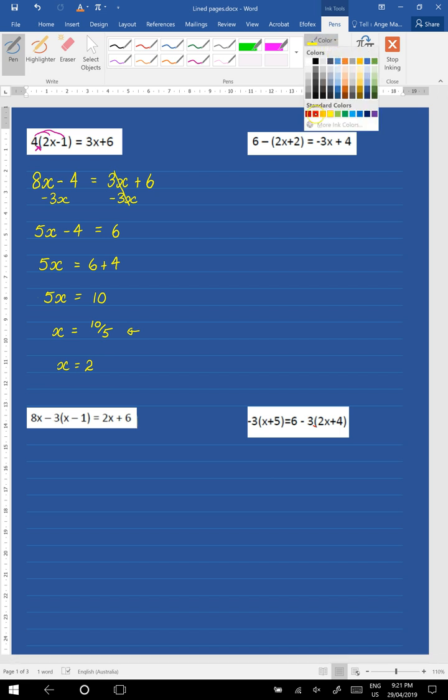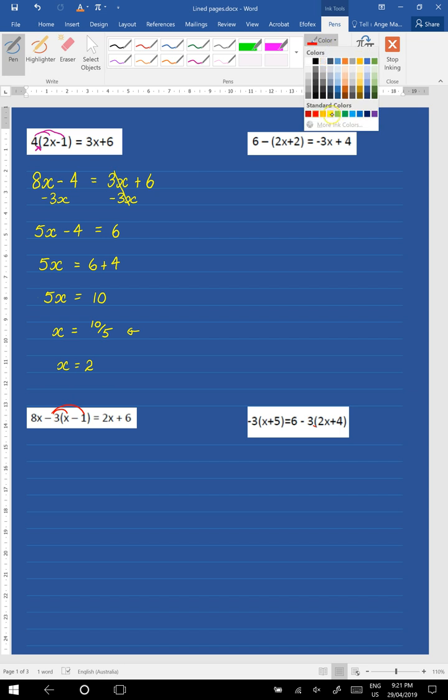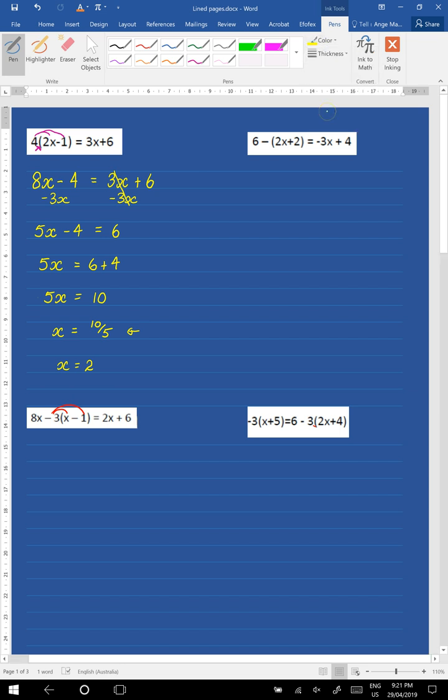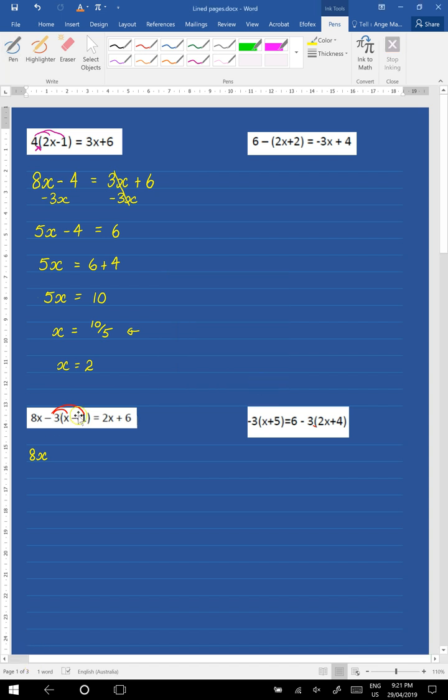Right, carrying on. We now have a look at this one. You might be tempted to work out what's 8x take 3, but no, you can't do that. You have to expand your bracket first, because the multiplication comes before addition, BEDMAS. So you haven't done anything with this 8, so we keep it there. And now we multiply this out.